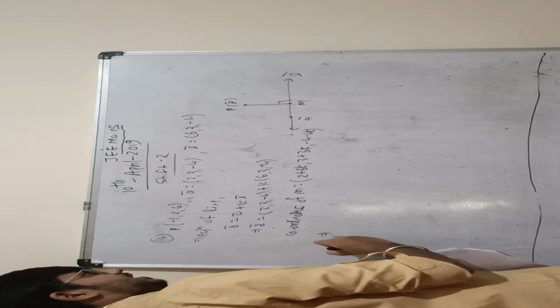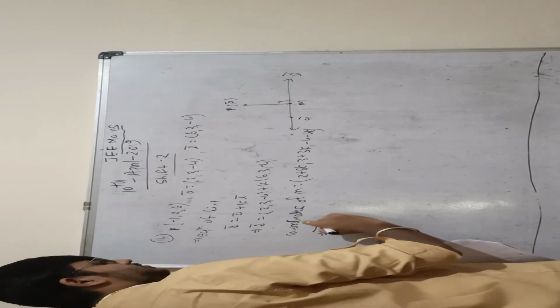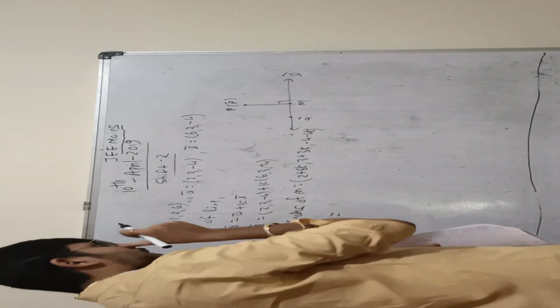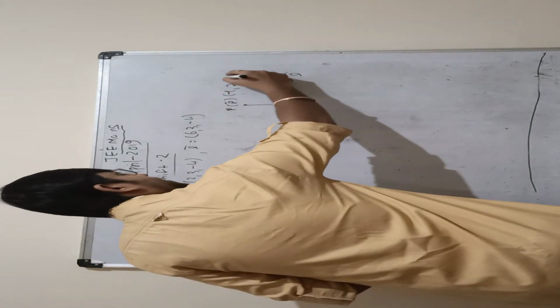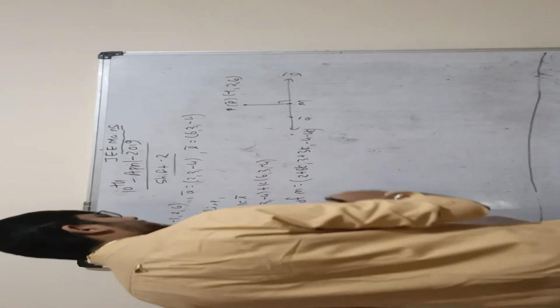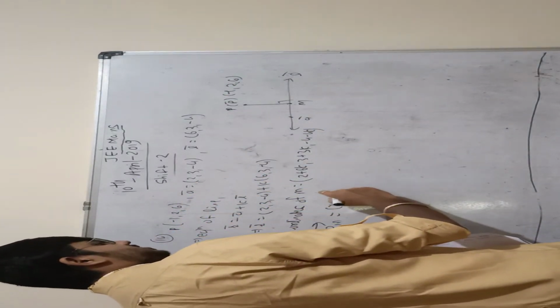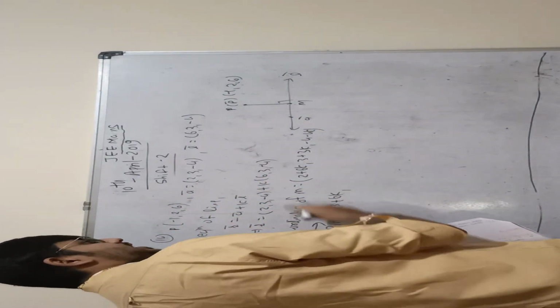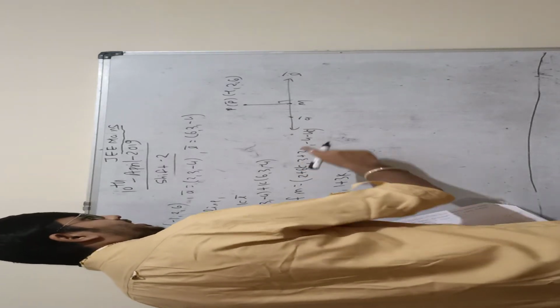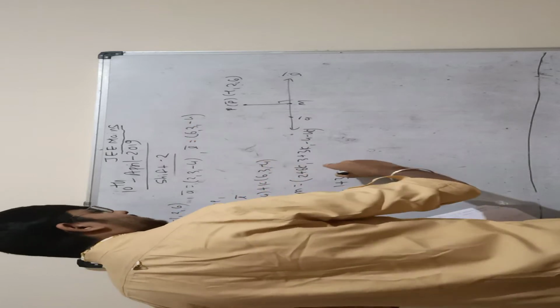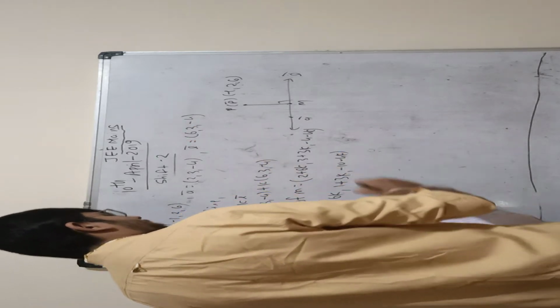So the direction vector will be PM. Vector PM will be 2 plus 6K minus (-1, 2 and 6). So 2 plus 6K minus (-1) is 3 plus 6K. Then 3 plus 3K minus 2 is 1 plus 3K. And -4 -4K minus 6 is -10 -4K.